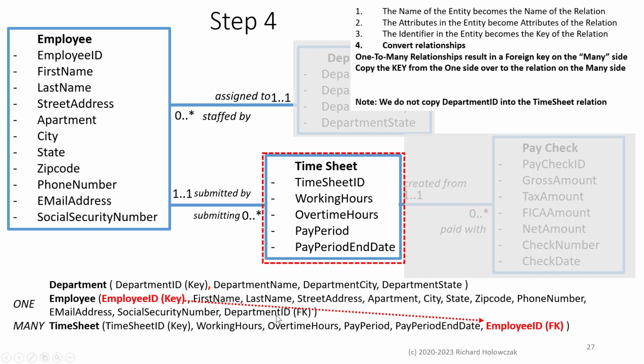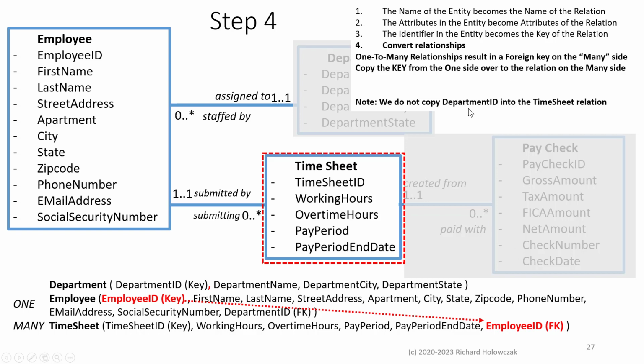And then, fourth step, now we have to convert relationships. So here we are looking at this relationship between employee and timesheet. One employee may be submitting many timesheets. So employee now is on the one side, and timesheet is on the many side. One employee submitting many timesheets. Therefore, we copy the key from the one side, that's employee ID, and we put it down here in the relation on the many side. So employee ID becomes a foreign key in the timesheet relation.